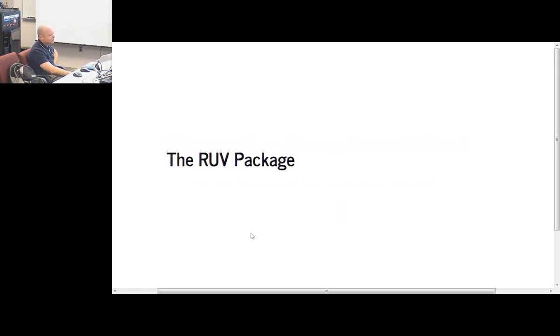Okay, so that is all the high level comments that I'm going to make. I'm now going to go through the details of actually using the RUV package. Like I said, all of this is on Docker. So at some points I might skip over fairly quickly in the interest of time.